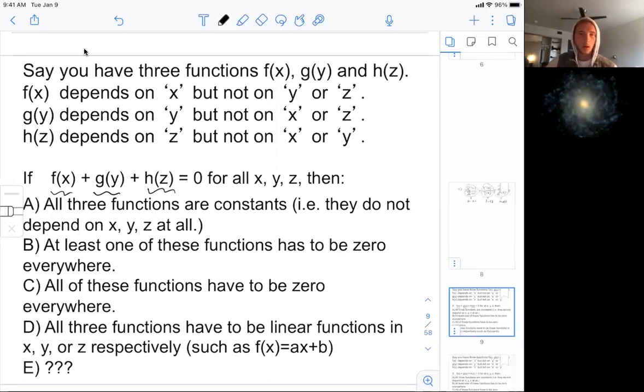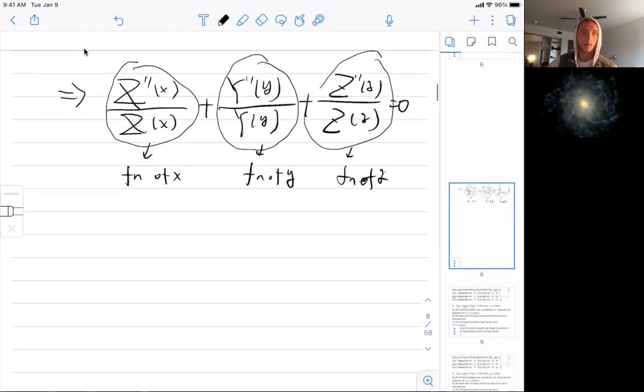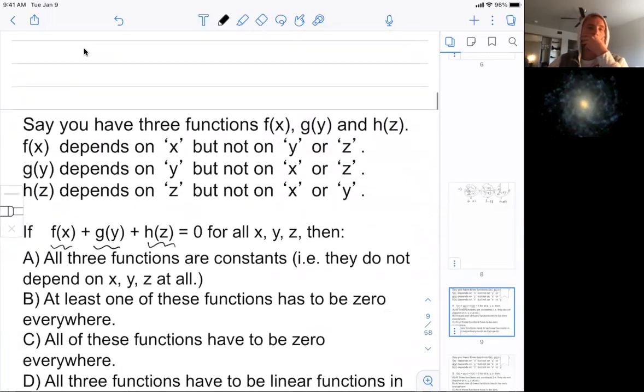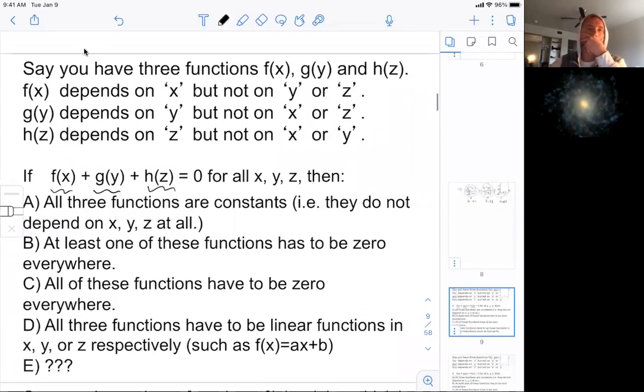So we have 3 functions. Each of them is a function of x or function of y or z, and they add up to be 0. This is mimicking the one we just got, right? A function of x plus a function of y plus a function of z is 0. So what can you conclude about each of these functions? You can have a couple minutes to discuss, and we will talk about it.